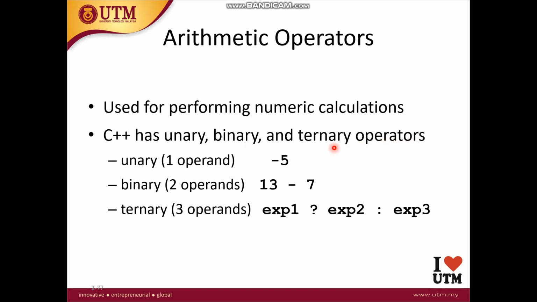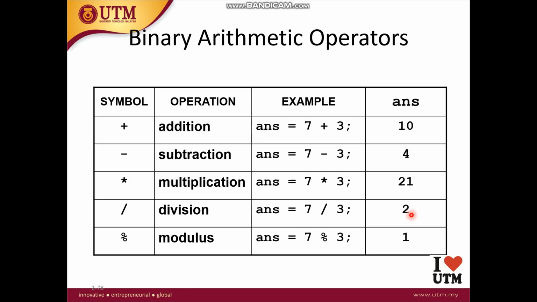When we have unary, that means we've got only one value. When you have binary, we've got two values to be calculated. When we've got ternary, that means we've got three operands or three values: value 1, 2, and the third one. And what are the operators? The arithmetic operators are addition, subtraction, multiplication, division, and modulus.